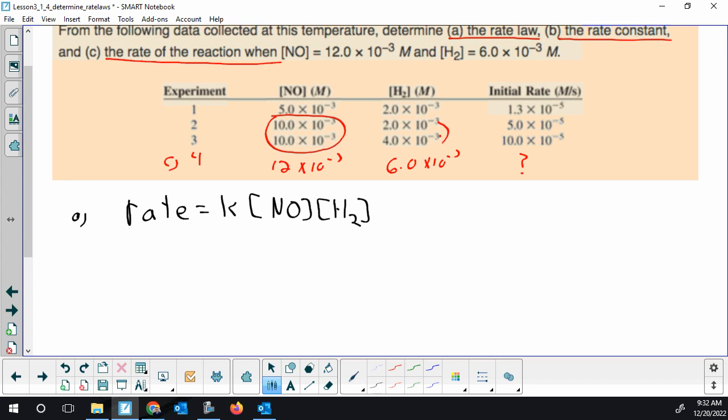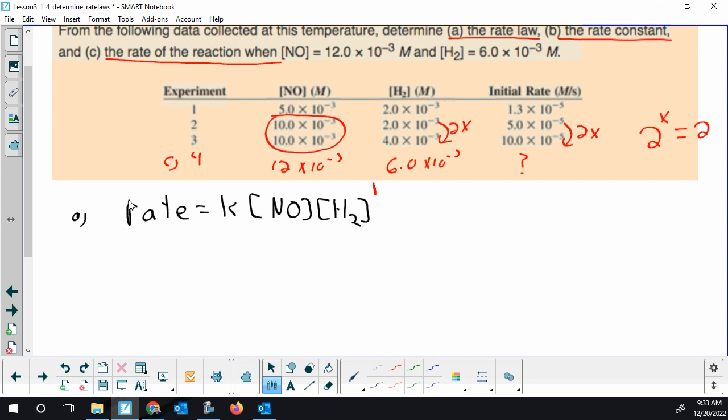So 2 to 4, well, that's a double. Don't need a calculator for that. What does the rate do? That's 5 to 10, that's a double. Okay. So the concentration change, a double, to some power equals the ratio of the rates. So first order kinetics. Double causes a double. This is for hydrogen, so we have first order kinetics for hydrogen. Now we've got to repeat this and figure out our first reactant's order.